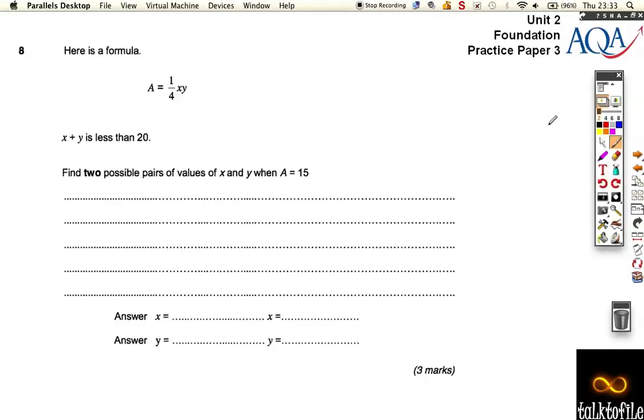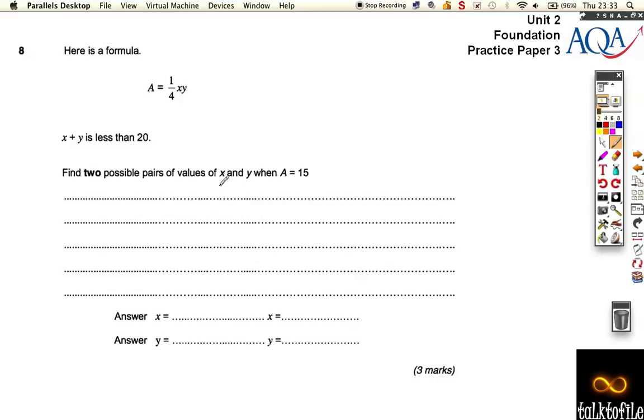Okay. Question number eight. We've got a quite complicated looking formula here, which means what the formula is A is equal to a quarter of x times y. A quarter, so once we've times x and y together and divided the answer by 4, we get the answer A. Now, we're also told some other piece of information which says that when you add x and y up, they're less than 20. So let's think of this, okay?